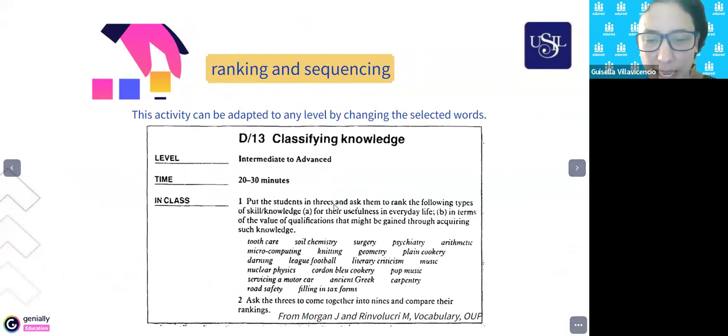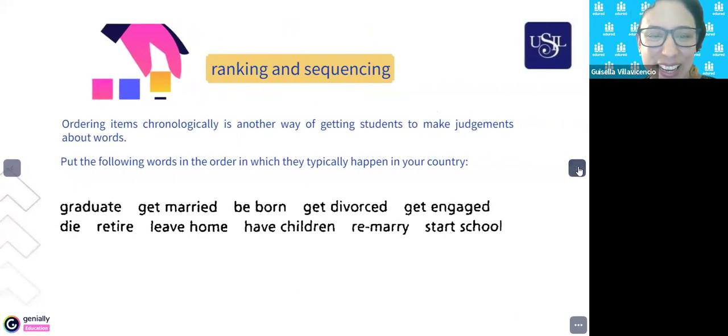Here, put the students in groups of three, and they have to rank again the following types of skill or knowledge in their usefulness in everyday life, in terms of the value of qualifications that might be gained through acquiring such knowledge. So again, students have to rank these in order, and they have to explain why they chose that order, right? This is another example of ranking and sequencing.